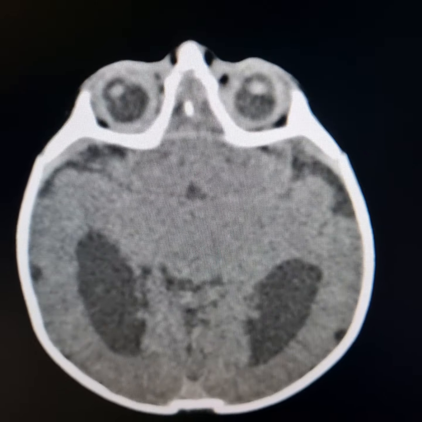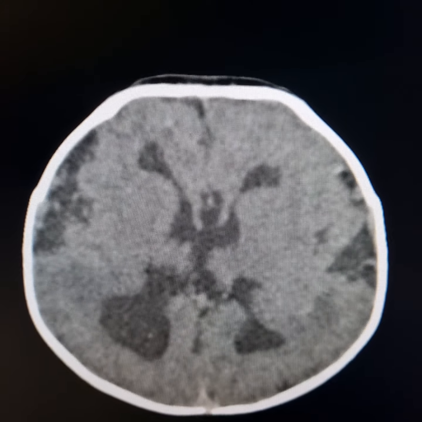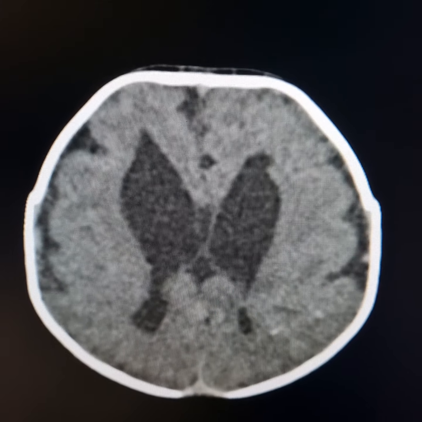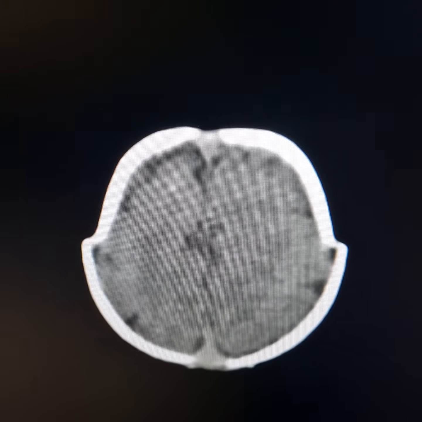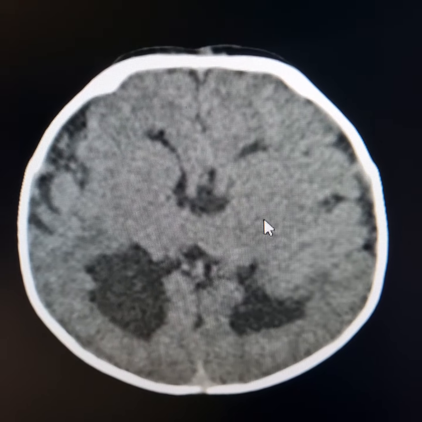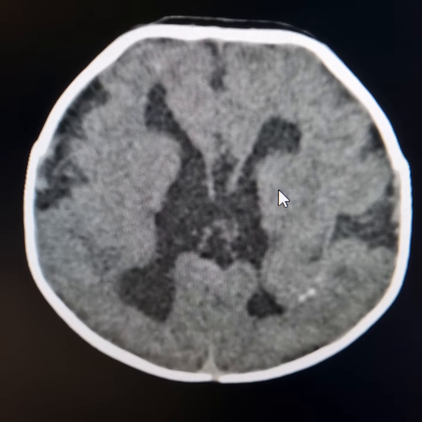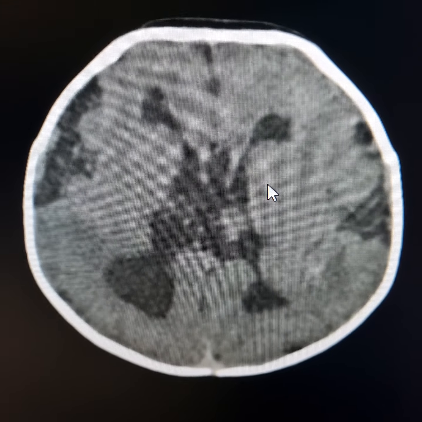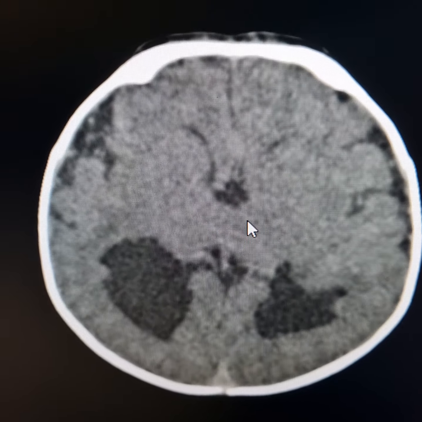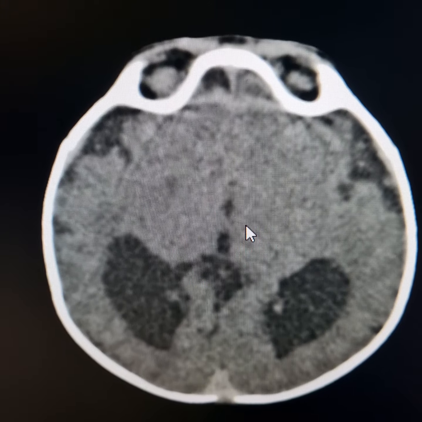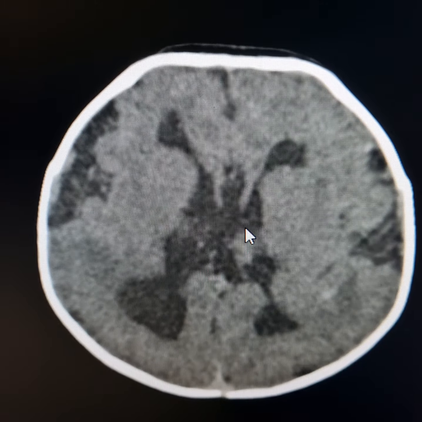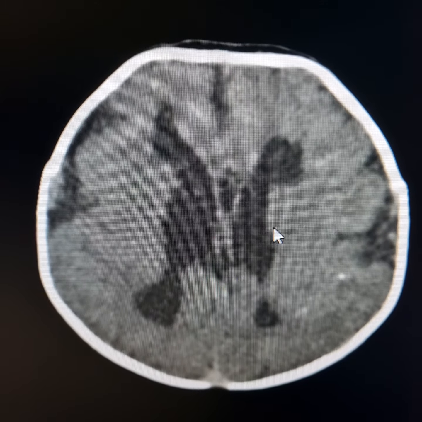There is moderate dilatation of both the lateral ventricles. Extracerebral CSF spaces are also mildly dilated. Now please observe the typical features of the agenesis of corpus callosum that we come across on the axial scans. There is separation of the frontal horns of both lateral ventricles. Third ventricle is slightly dilated and rises high up in between the dilated lateral ventricles.